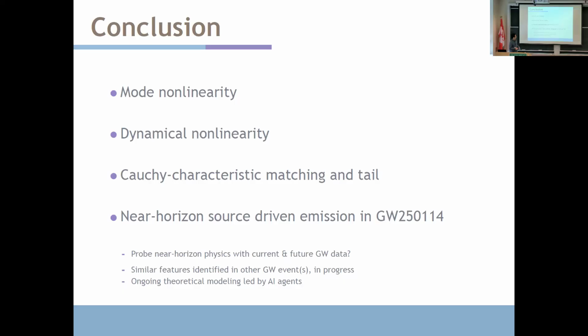Right now, our theoretical development for this source-driven emission is still ongoing, and I would like to highlight that we are developing an AI agent to completely handle all the theoretical calculations related to black hole perturbation theory. And with that, let me stop here and take any questions.